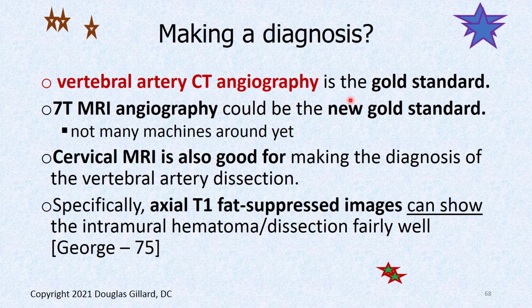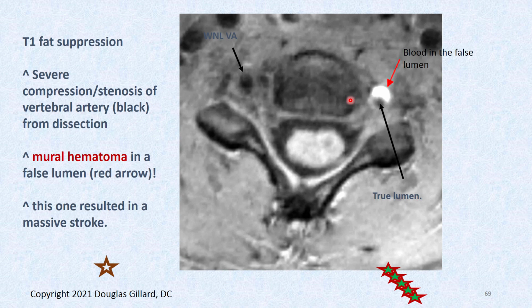How do you make the diagnosis? Vertebral artery CT angiography, we saw a picture of one already. That's the gold standard. There's a 7 Tesla MRI angiography, which is thought to be the new gold standard, but there's so few machines around that the CT angiography is still the key. Cervical MRI all by itself is pretty good. You can use the axial T1 fat suppressed images that can show the hematoma and blood really nicely.